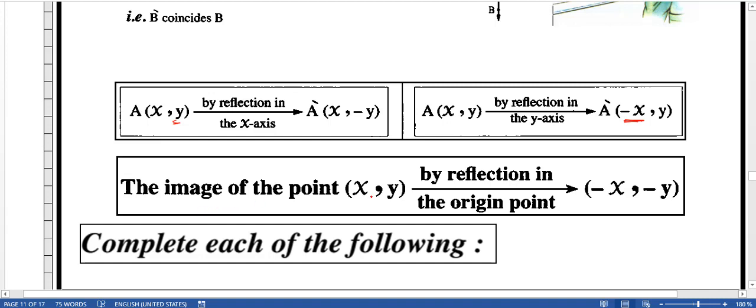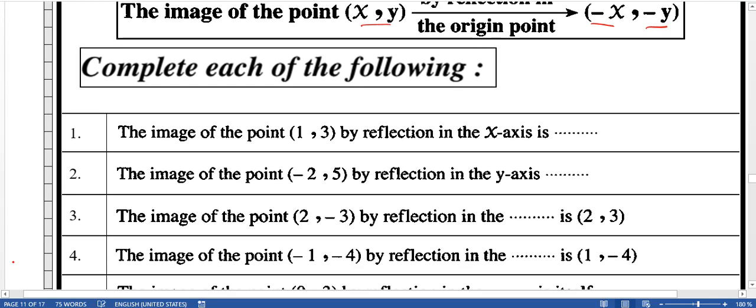If we reflect the point x and y in the origin, where is the origin? The origin is the point of intersection of the x-axis and y-axis. It's called the origin point. If we want to reflect the point x and y in the origin point, we have to change both signs of x and y. So it will be negative x and negative y. Okay? Let's do some exercises.